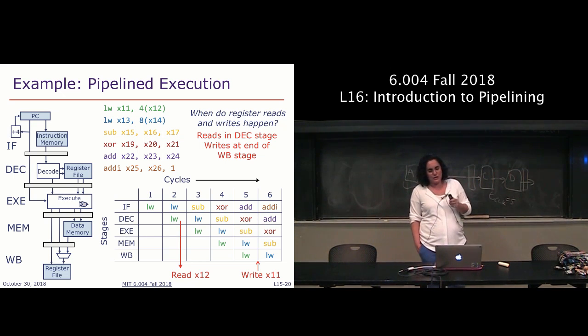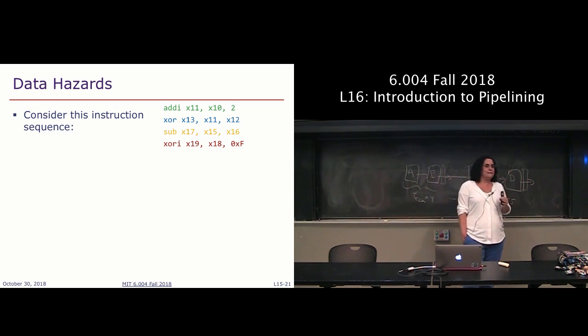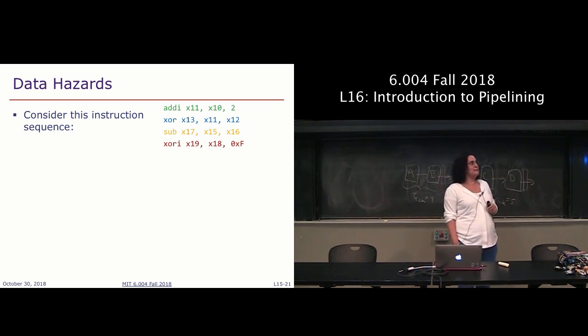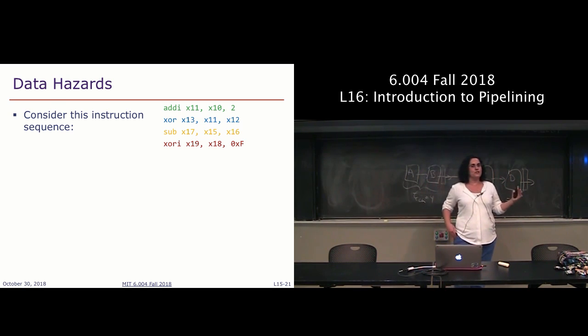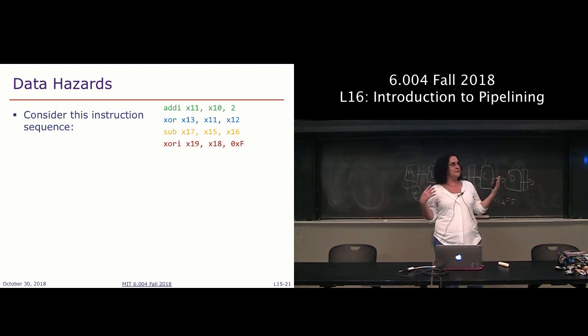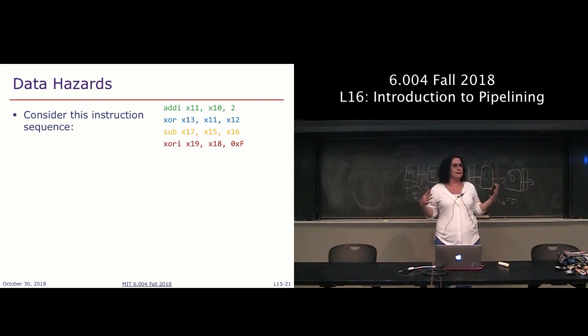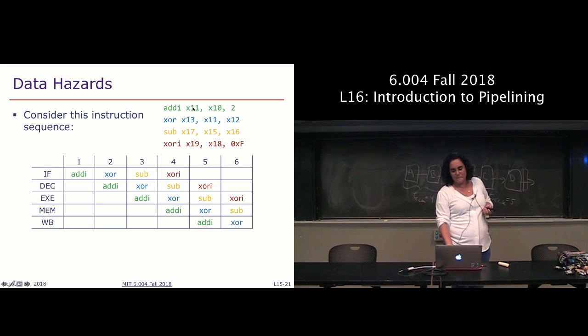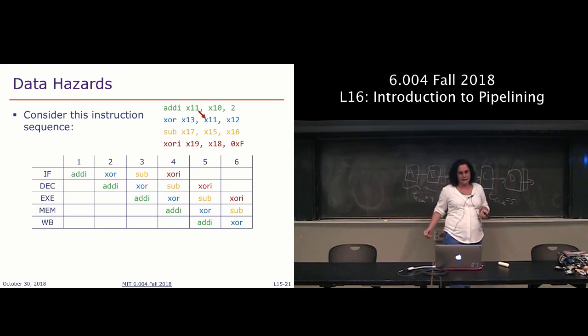So let's just conclude with one last example, which is, suppose that I now have a slightly more complicated sequence of instructions. In the previous sequence of instructions, there were no dependencies between any of the instructions because I was using different registers for every single piece. Now here, I do have a dependency. My addi is writing to X11, and my XOR is reading from X11. So now let's see what happens in my pipeline diagram.